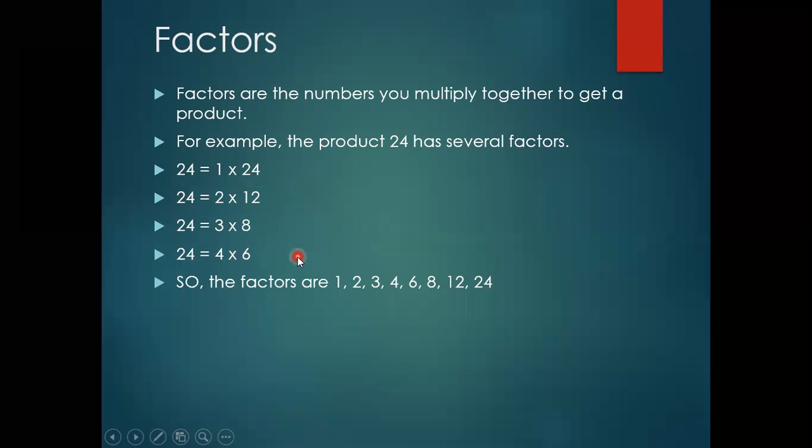So how can we find the factors of 24? The factors of 24 are 1, 2, 3, 4, 6, 8, 12 and 24. These are the factors of 24. So factors are the numbers you multiply together to get a product, and in order to find the factors, we write that number as a product of two numbers, and all those numbers are the factors of that number.